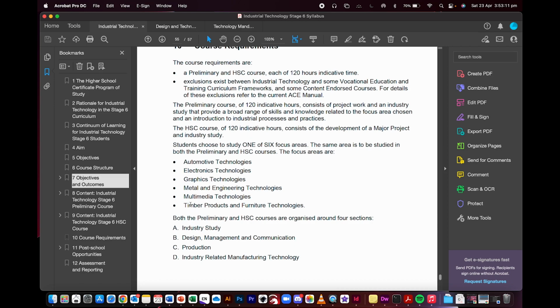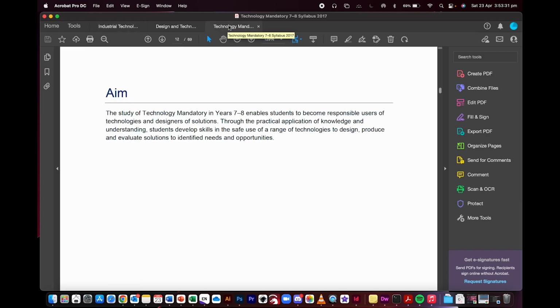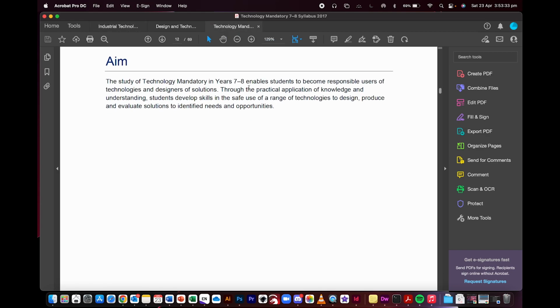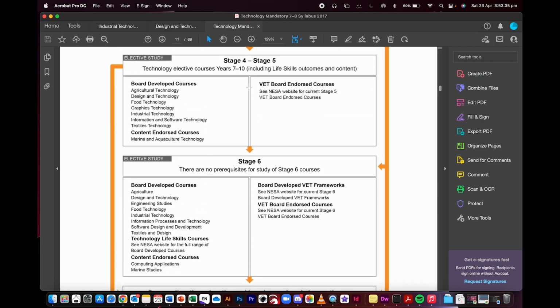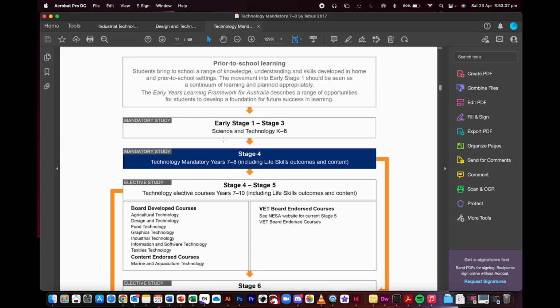So in this project, I've related all the content is semi-related to timber products and furniture technologies, I would say. And then I also included an extra mini project in the website that's probably related to multimedia technologies, but more so related to technology mandatory. So we can go through it here actually.